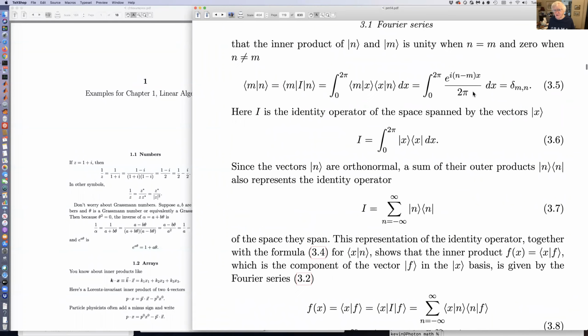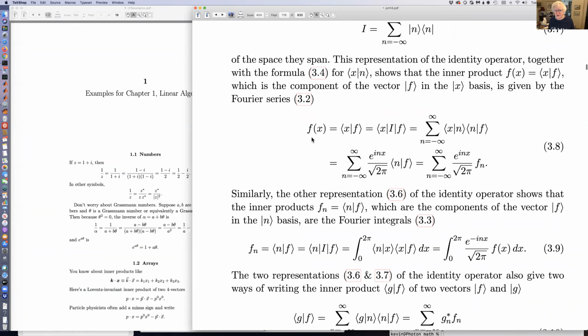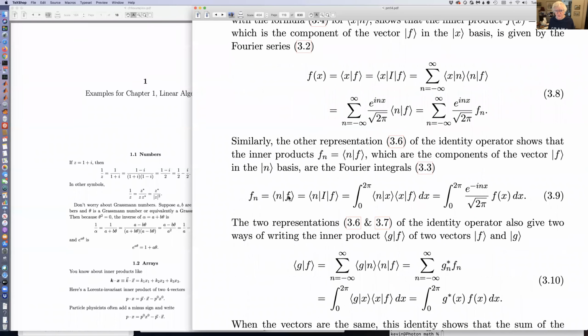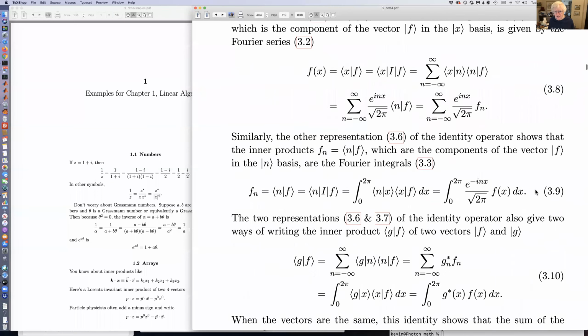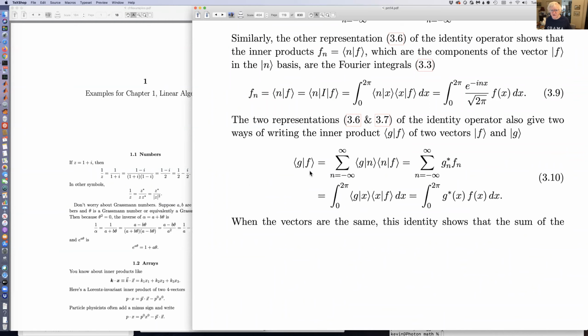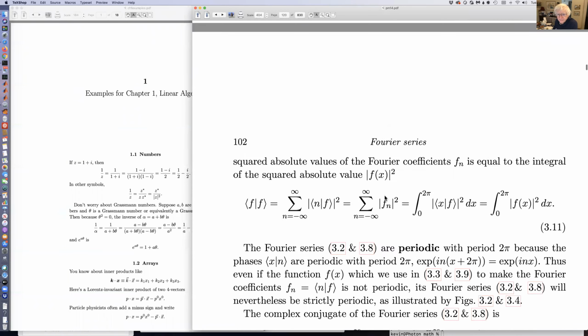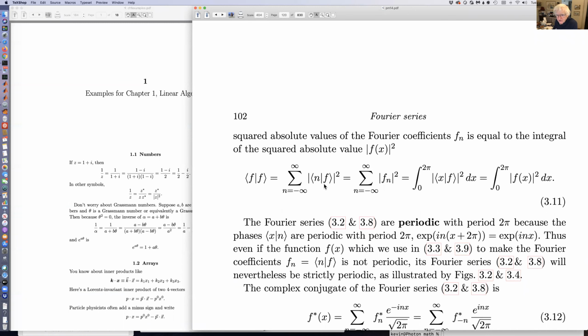But you can use this Dirac notation to do things in a sort of cute way. You say f of x is the inner product of x with the vector f, and you stick in I as a sum of n's, and you get this expression, or that expression. On the other hand, you can write the inner product of n with f, you stick in I as an outer product of x's, and you get this expression. And these various ways also allow you to write the inner product in different ways. You can write it as a sum over n of these inner products like that, or you can write it as g x x f, and that's g of x star f of x. And moreover, the inner product of a vector with itself, you can think of it this way, and that way.